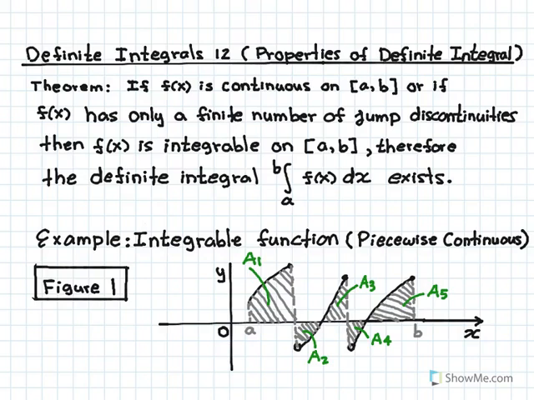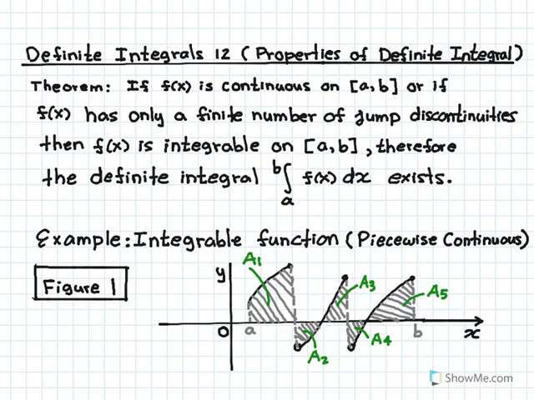In this video, we're going to look at some properties of definite integrals. Let's start with the theorem. If f of x is continuous on a closed interval [a, b], or if f of x has only a finite number of jump discontinuities, then f of x is integrable on the closed interval [a, b]. Therefore, the definite integral from a to b of f of x dx exists.